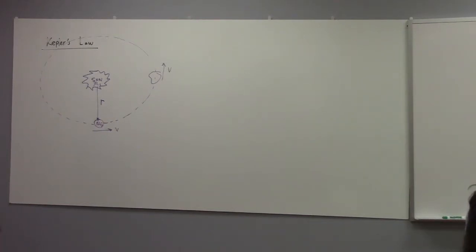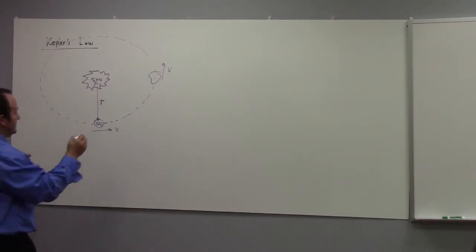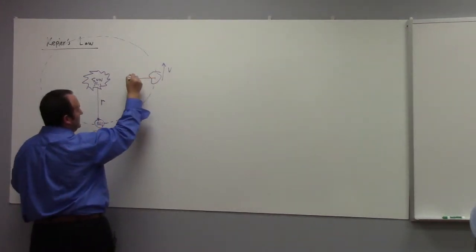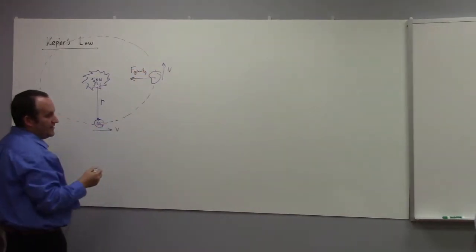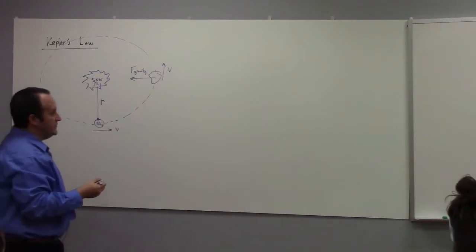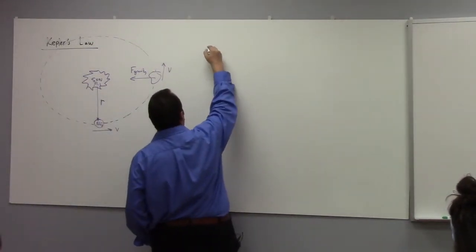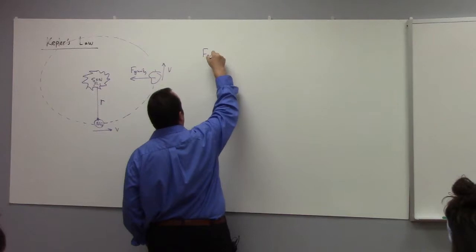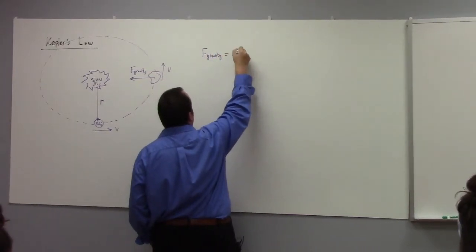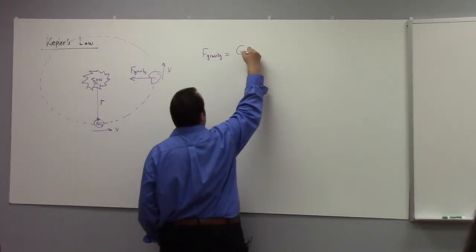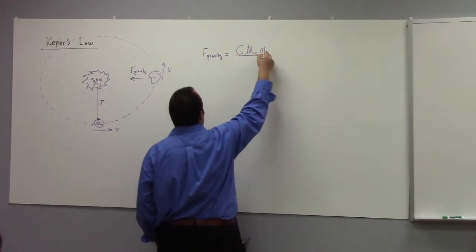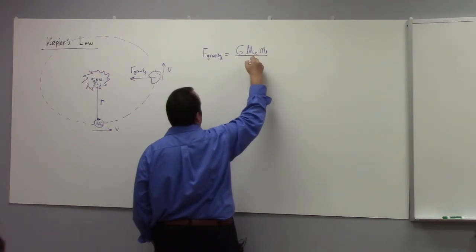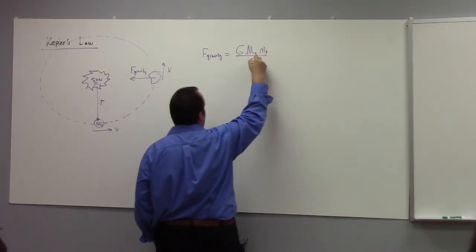What keeps the planet going in a circle? It's the pull of gravity by the sun, right? What's the force of gravity look like? Like this, right? Gravity. And so what did we learn last time? We learned that, Newton told us that the force of gravity was equal to G, in this case, the mass of the sun times the mass of the planet divided by the distance between the center of the sun and the center of the planet squared.